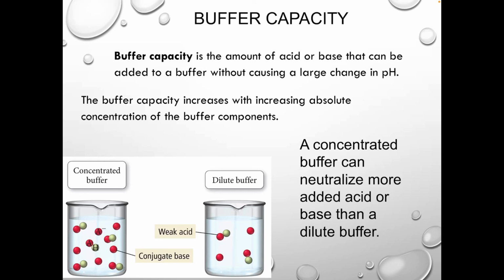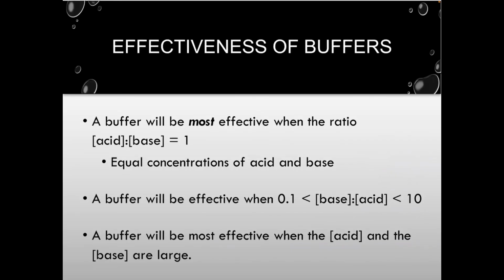Our buffer capacity increases with absolute concentration of the buffer component. So we want a really concentrated buffer because, again, that means there's going to be a large number of moles of our weak acid and our conjugate base in there that can react with our strong acid or strong base that's being added. If you have a really dilute buffer, then even just a couple drops of acid or a couple drops of base might be enough to overwhelm your buffer. So you want to have a really concentrated buffer, high molarity.